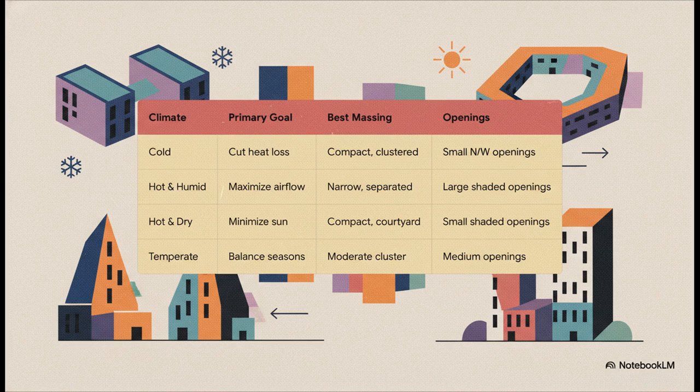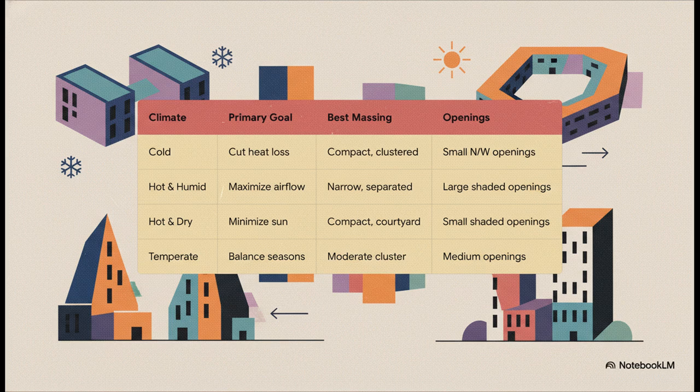Cold climate goal, cut heat loss. The strategy, compact massing, small openings. Hot and humid goal, maximize airflow. Strategy, separated massing, large openings. See? The form, the massing, the openings. It all directly follows from the primary goal for each climate.